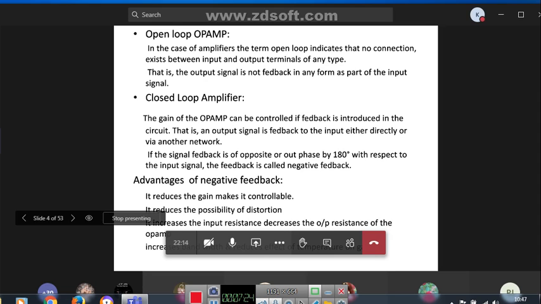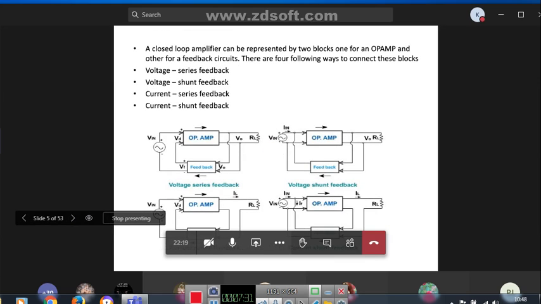Okay, in negative feedback we are having different types of negative feedback amplifiers. All of you know about voltage series, voltage shunt, current series and current shunt feedback. Here the negative feedback is applied to the operational amplifier. So here a closed loop amplifier can be represented by two blocks, one for an op-amp and the other for a feedback circuit. So one is for the operational amplifier, the basic amplifier, and the other block is for the feedback network, feedback circuit.